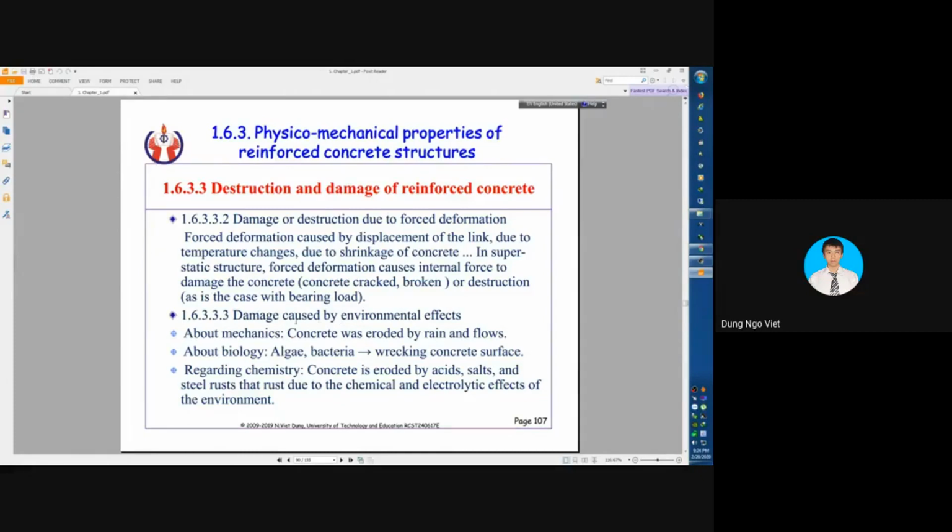And the third one is the damage caused by environmental effects. With mechanical damage, concrete is damaged by rain or flow. And about biology, bacteria will make the concrete surface crack. And regarding chemistry, concrete is damaged by acids, salts, and gases due to the chemical and electrolytic effects of the environment.